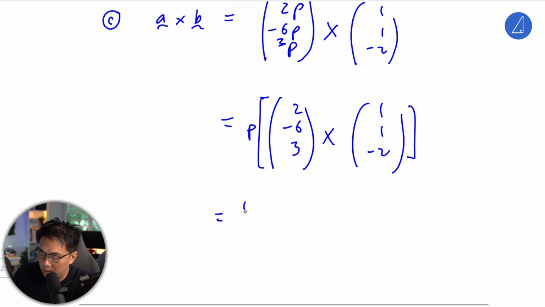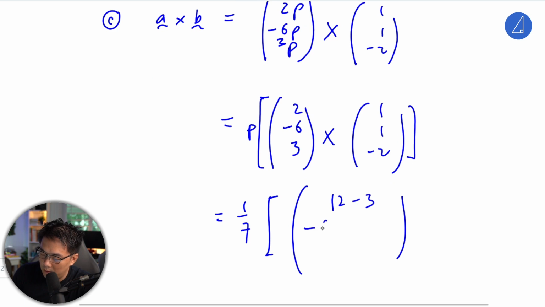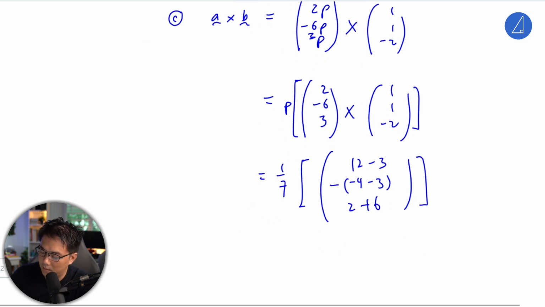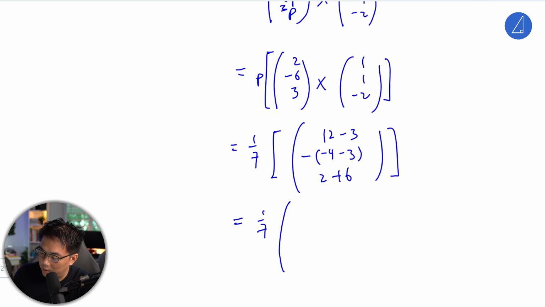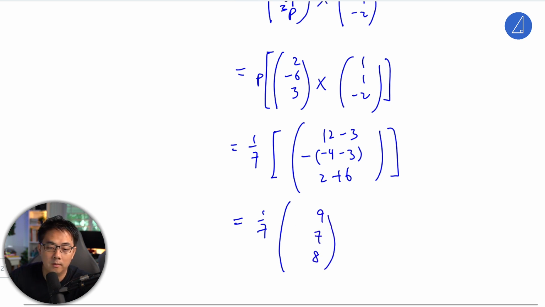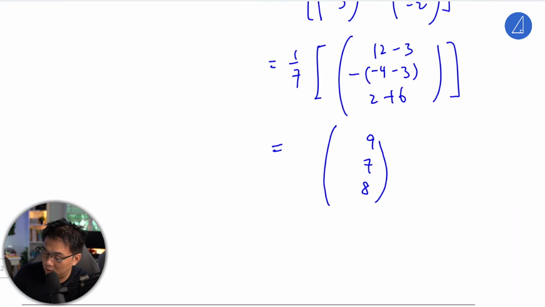So this will be, the p is 1 over 7, so then this cross product will be 12 minus 3. Then we get negative 4 minus 3 here, 2 plus 6. Okay, so this will be 1 over 7. We'll just do this: 12 minus 3, minus 4 minus 3, 2 plus 6. So this is (9, -7, 8). Okay, there you go. You can leave it like that. So you just leave it as 1 over 7 of (9, -7, 8). This is A cross B.